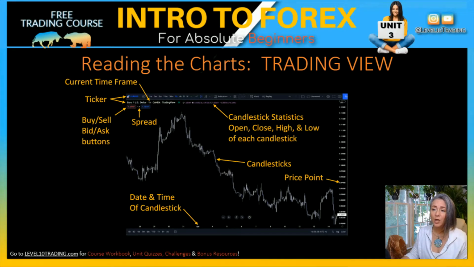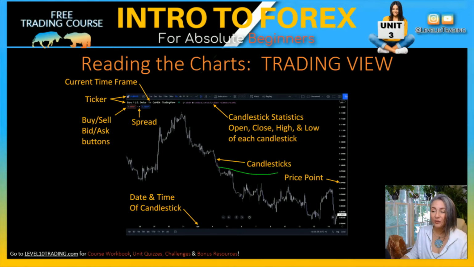In TradingView, you also have the buy, sell, and bid and ask buttons right here. You have both of those, and right in between here is the spread. And all of that is vital information that you're going to need when you're looking at placing trades. So you want to locate that information really quickly on any trading platform. You have right here candlestick statistics. You have the open, the high, the low, the close, and you have options about how many pips it moved and what percentage that price action has either moved up or down.